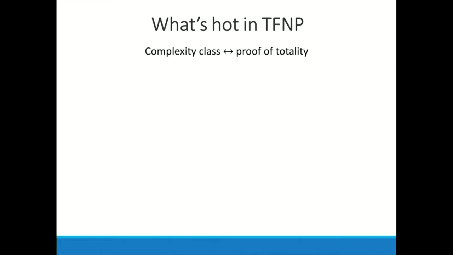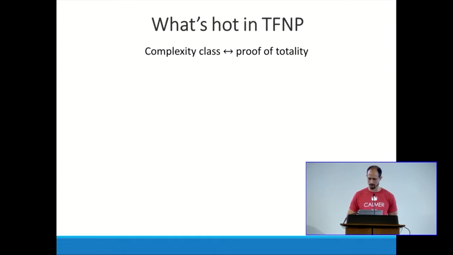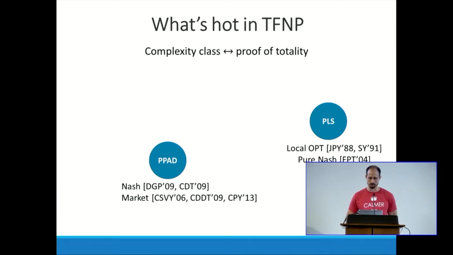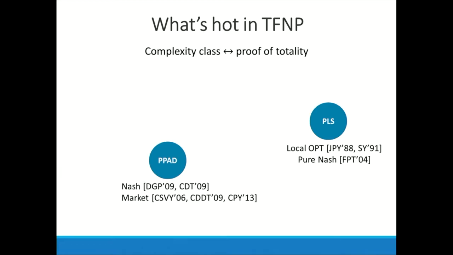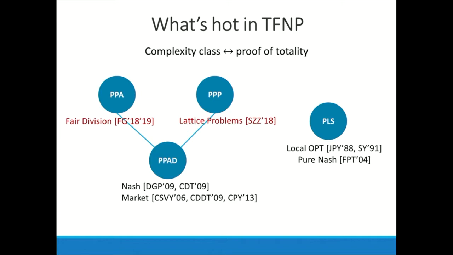In case you haven't been following this area of TFNP, total problems, there is PPAD, which is the complexity of Nash and market equilibrium, etc. PLS captures the complexity of pure Nash equilibrium in games where the pure Nash equilibrium exists. And then there are the pairing classes, PPA and PPP. For a long time, we didn't have natural complete problems. And there have been very nice results in the last couple of years. Now we have natural complete problems for all these classes.